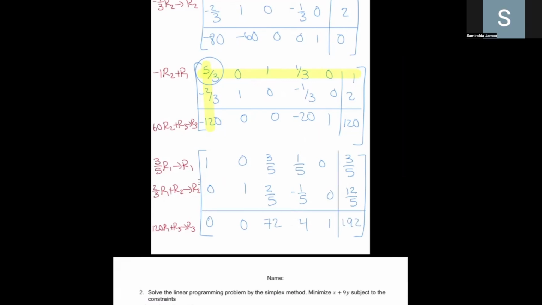All right, again, I go and check my last row. I don't have any negatives anymore, so my maximum has been reached. Now I just need to figure out what my group 1 and group 2 variables would be, and then from there, I can read off my solution.